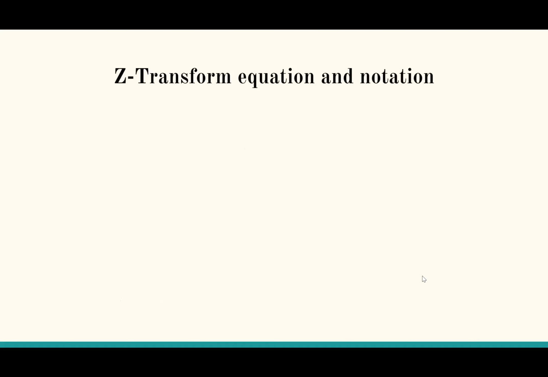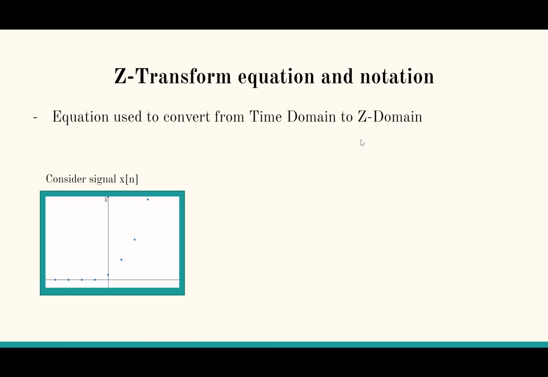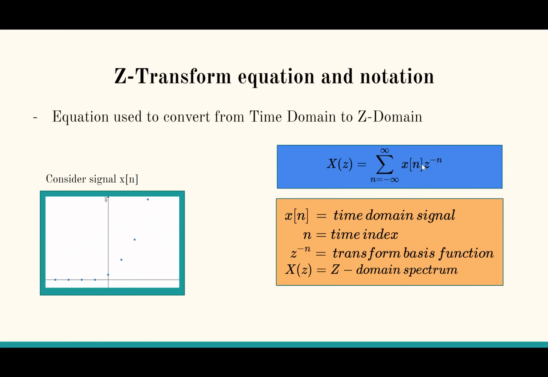All right, so Z transform equation and notation. So equations used to convert from time domain to Z domain. So consider we have this signal and we have the general equation of getting to the Z domain. So what is this general equation? This signal is the signal we're considering here, and Z to the power of -n is the transform basis function. So it's what allows the transform to the Z domain after summing it up from -infinity to infinity, right?